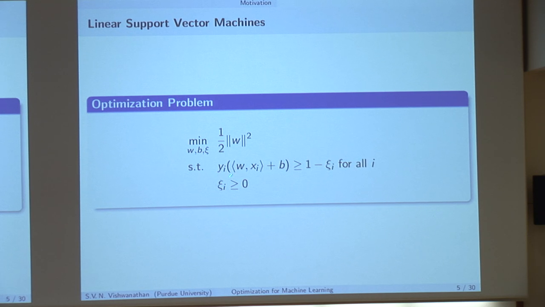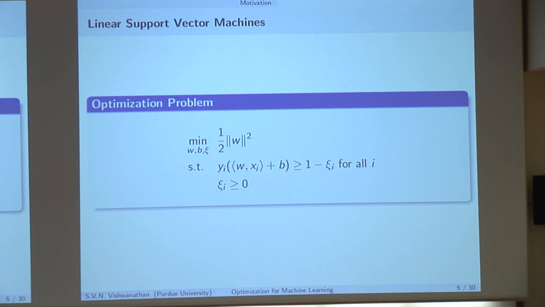The psi i is a non-negative variable, and it is in fact called a slack variable. The slack variable ensures that even if some of the points did not get classified correctly, they would be fine. But there is a small problem with this optimization still. The small problem is that I do not have any control over the psi i's. All I'm telling you is that psi i's must be non-negative.